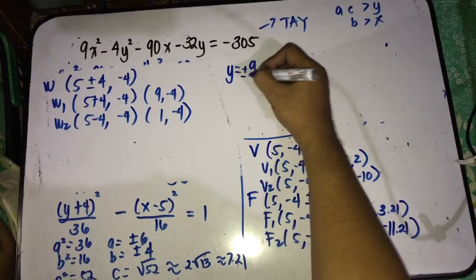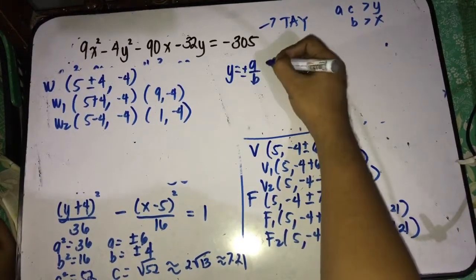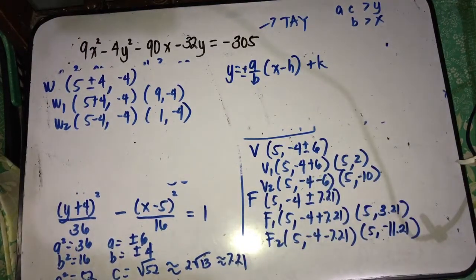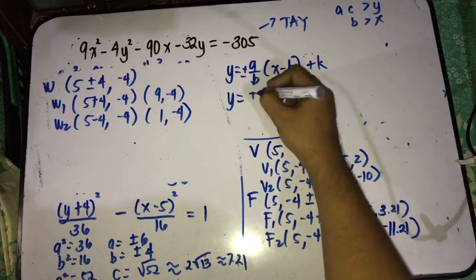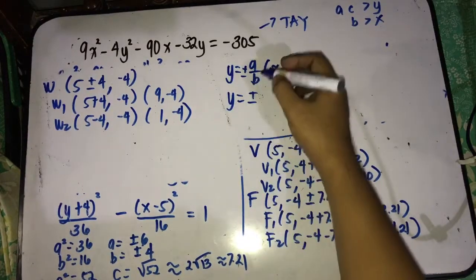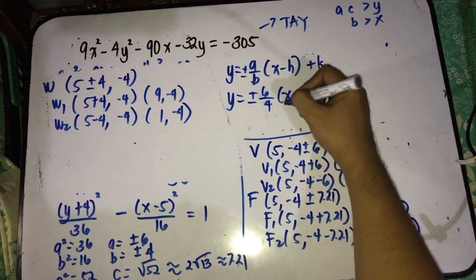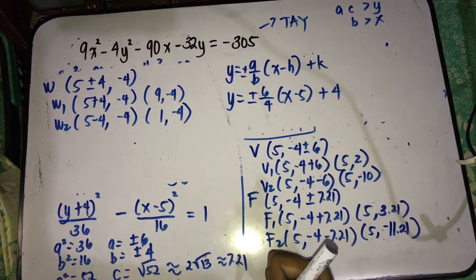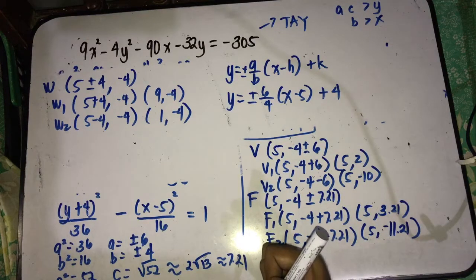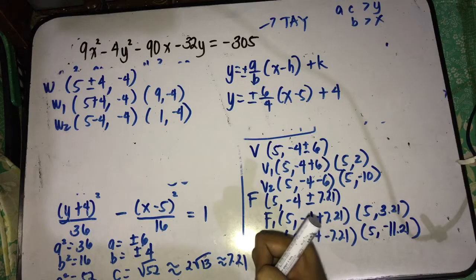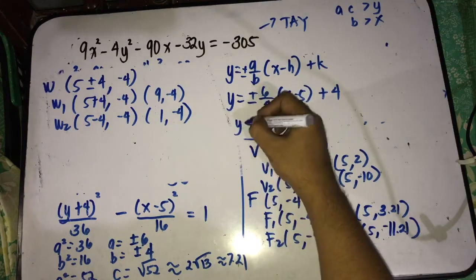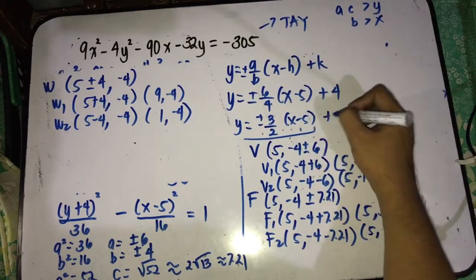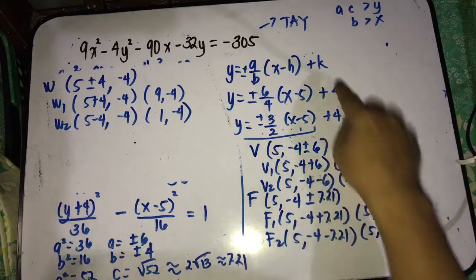Okay, let us first try to solve for the equation of the asymptote. Since the center is no longer located at the origin, this is the formula for the equation of the asymptotes: y equals plus or minus a over b times the quantity x minus h, plus k. We'll have y equals plus or minus 6 over 4 times x minus 5 plus 4. This will be the equation of the asymptote. That is y equals plus or minus 3 over 2 times x minus 5 plus 4.